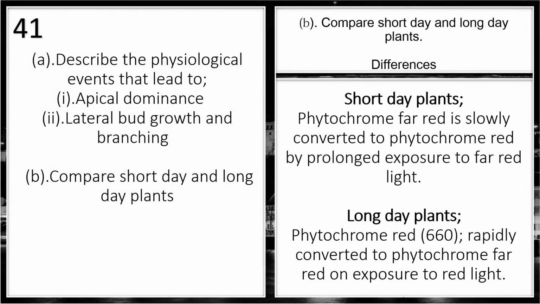In short day plants, phytochrome far red is slowly converted to phytochrome red by prolonged exposure to far red light. In long day plants, phytochrome red, 660 nanometer, is rapidly converted to phytochrome far red on exposure to red light.